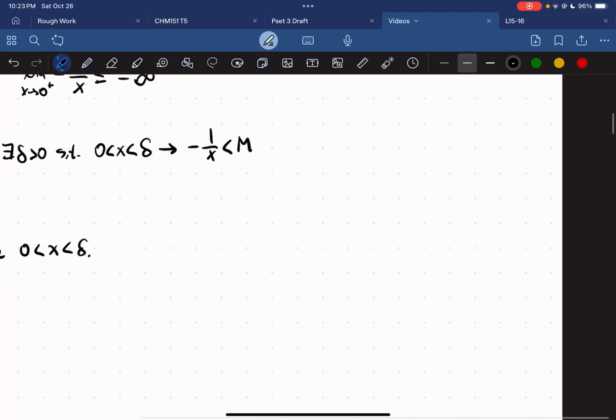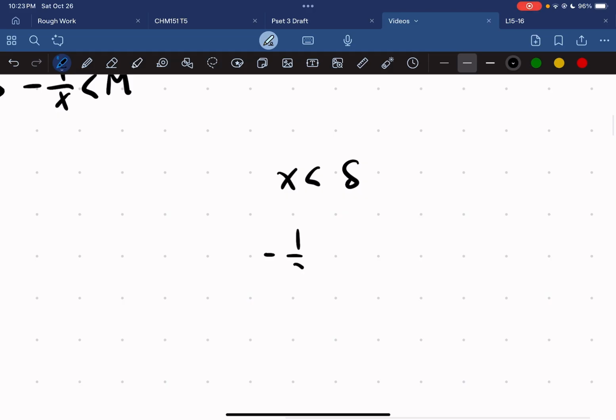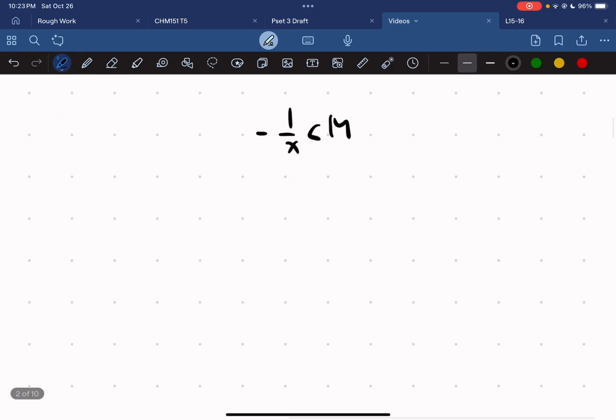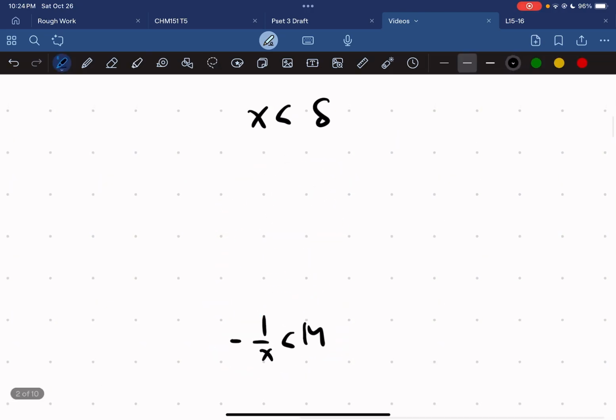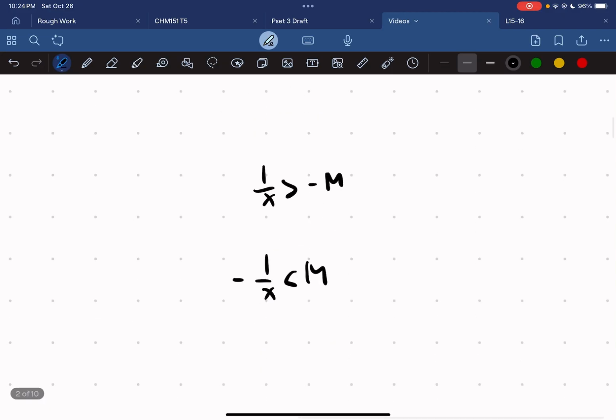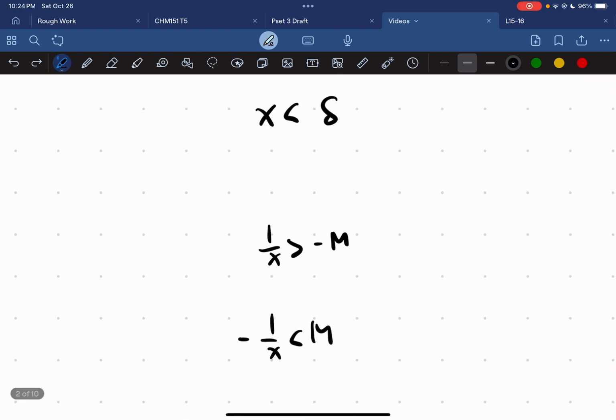Okay, so let's see. We know x is less than delta, and we want to show that negative 1 over x is less than m. So we can also see that if you multiply both sides by negative 1, we know that 1 over x has to be greater than negative m. Recall that if you multiply both sides by negative 1, you have to multiply the inequality by negative 1 as well, which just flips it. And then if we multiply both sides by x and then divide by negative m, we get 1 over m is greater than x. And okay, hold on a minute.